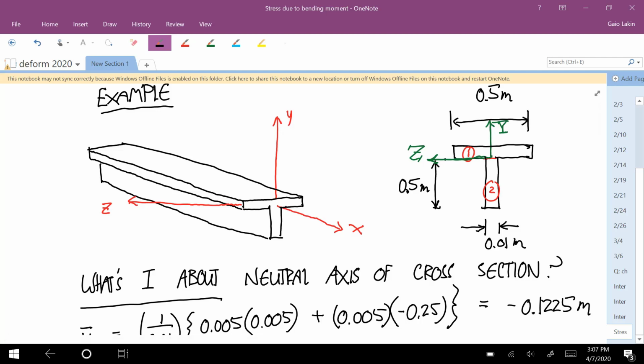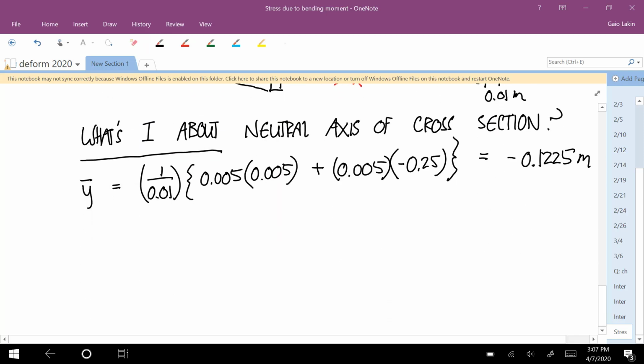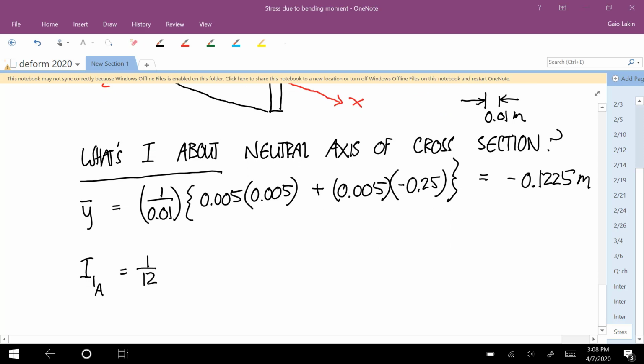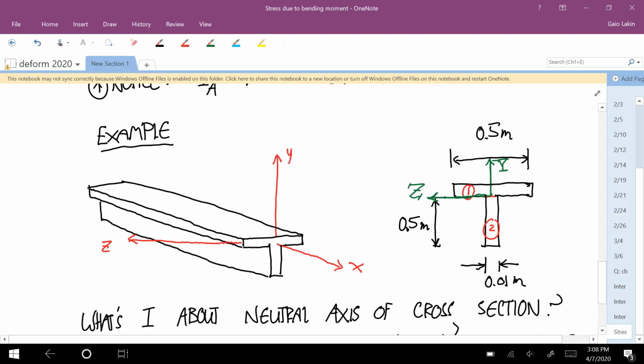Okay? So now we can use the parallel axis theorem and the formulas for the rectangle to calculate the moments of inertia. So the area moment of inertia of the top rectangle is, we're going to use the formula, 1/12 times the base of the top rectangle, that's 0.5, times the height cubed, the height is 0.01 cubed, but that would be the area moment of inertia about the neutral axis of that shape itself.